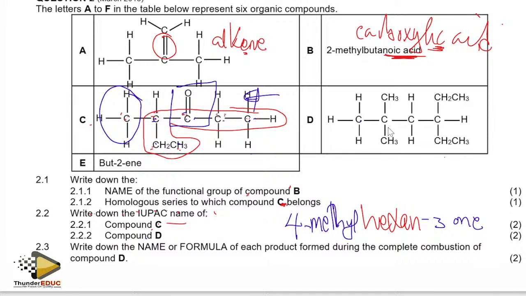Okay, let's find the longest chain. You see, 1, 2, 3, 4. I don't think so. 1, 2, 3, 4, 5, 6. So basically, the longest chain has 6 carbons. Six is hex, but because of the single bonds, it becomes hexane. Now let's find which longest chain we used.